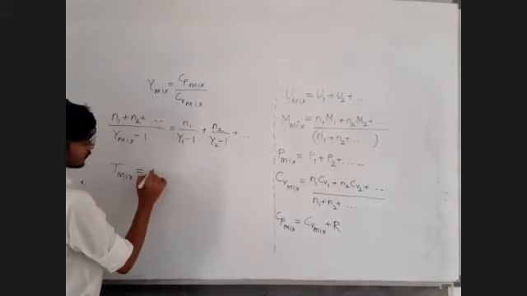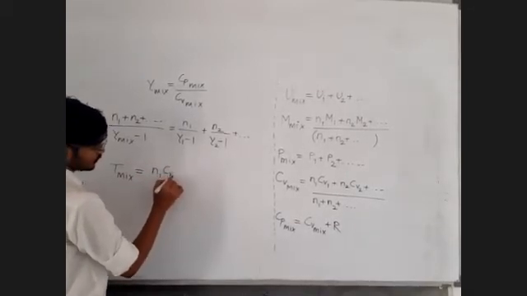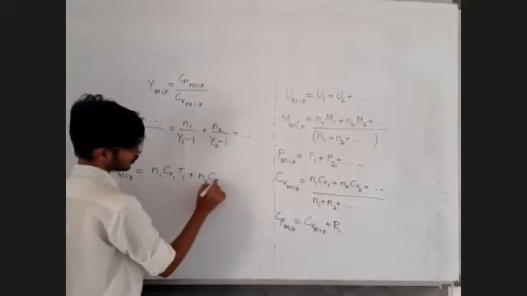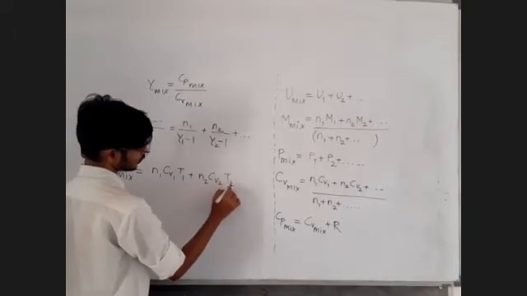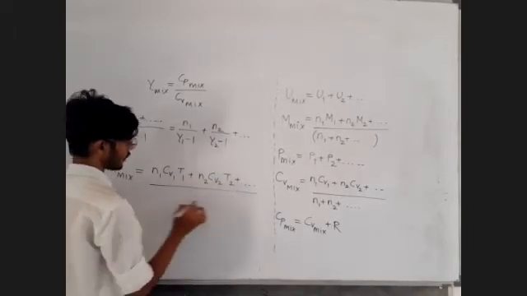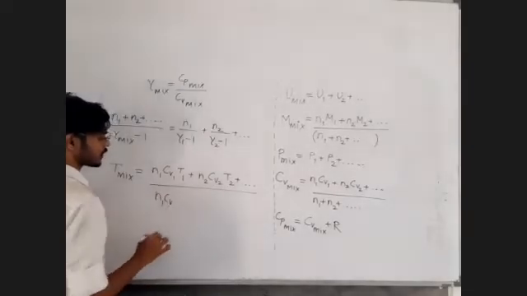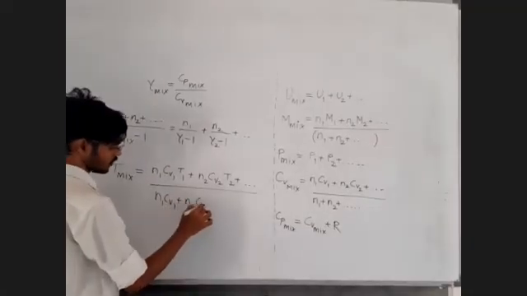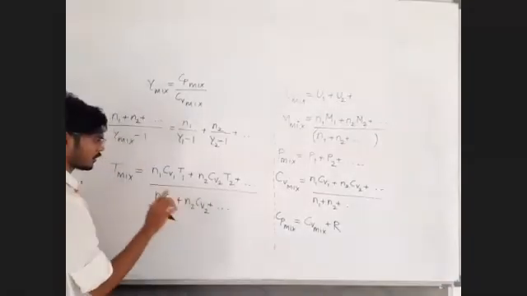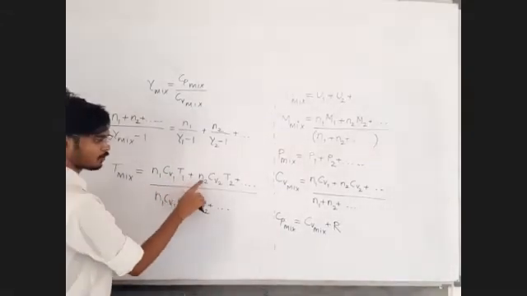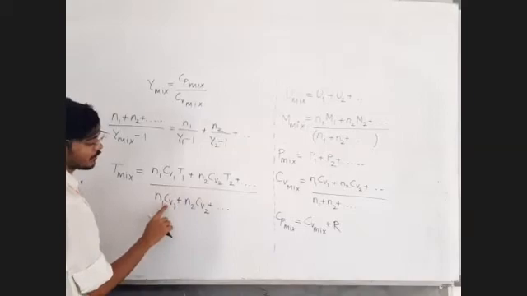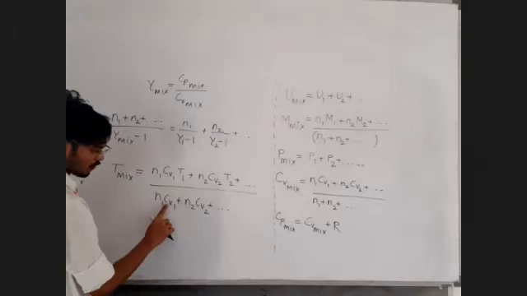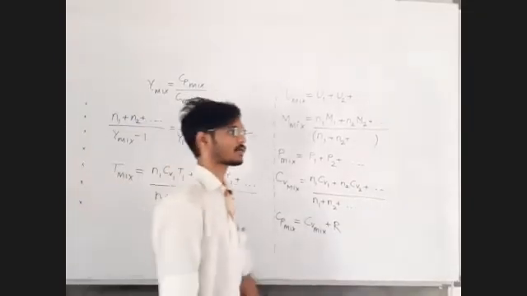So shall I write N1 CV1 T1 plus N2 CV2 T2 and so on, whole divided by, try to understand temperature of mixture of gases, how to find it out, N1 CV1 plus N2 CV2 and so on. It is very similar to M1 S1 T1 plus M2 S2 T2 whole divided by M1 S1 plus M2 S2. Instead of M, now we have N. Instead of S, now we have CV. Check whether I have written it correctly or wrong.